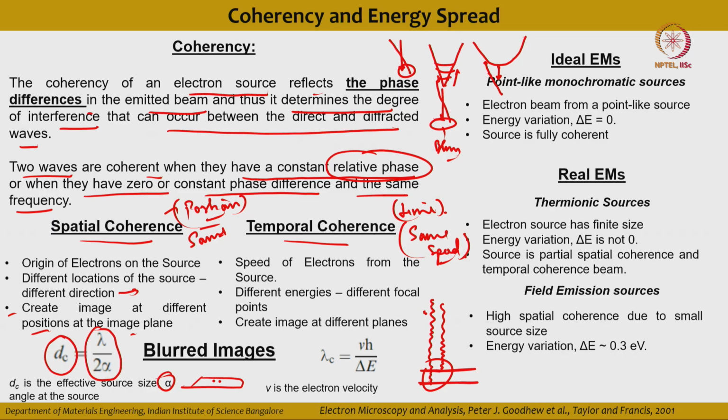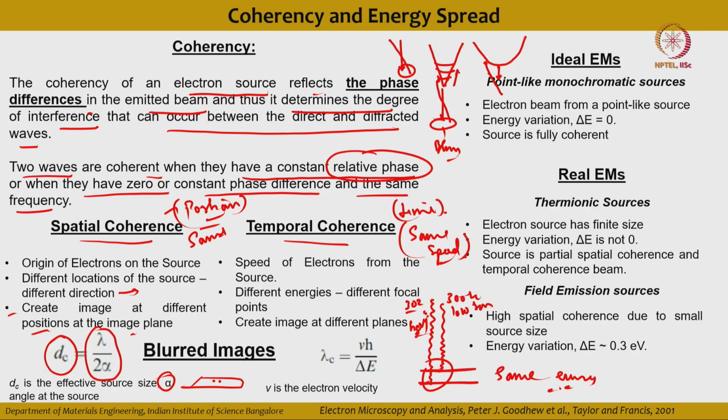So all the electrons should come out with the same energy. If it is 300 kV and if it is 302 kV, this particular electron will have a low speed, this particular electron will have a high speed, and you know that with this relation it will have a direct consequence on the image formation at different planes. So this we call temporal coherence.